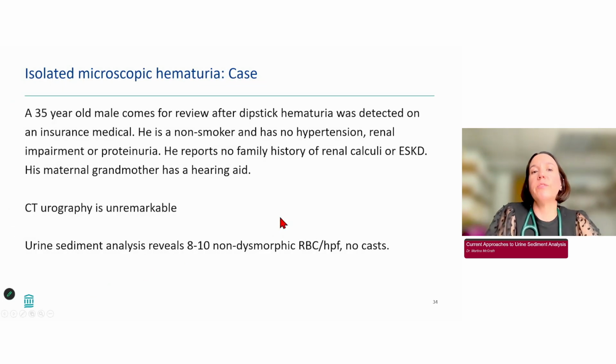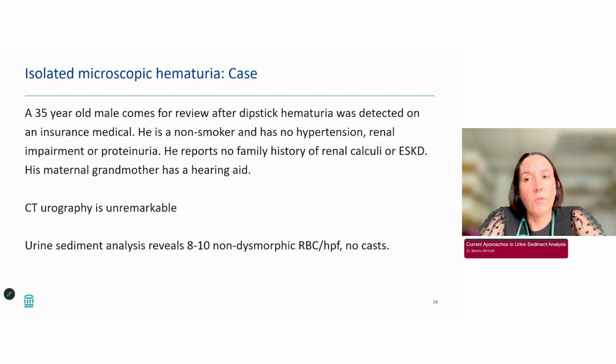Okay, so I've got a couple of cases. This is the first one for discussion. A 35-year-old male comes for review after dipstick hematuria was detected on an insurance medical. He is a non-smoker and has no hypertension, renal impairment, or proteinuria. He reports no family history of kidney stones or end-stage kidney disease, but his maternal grandmother has a hearing aid.